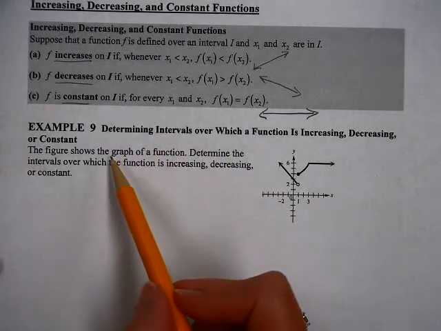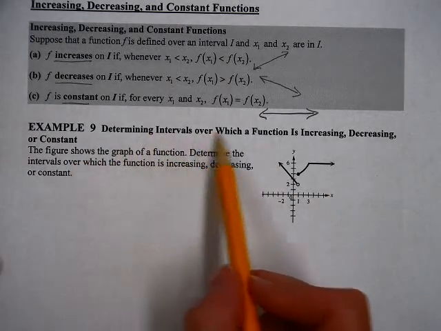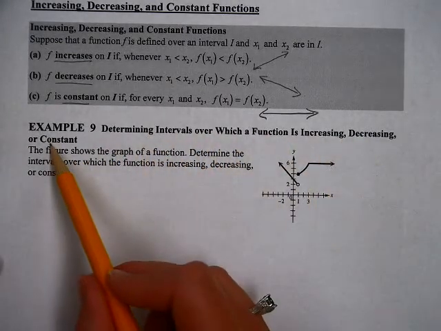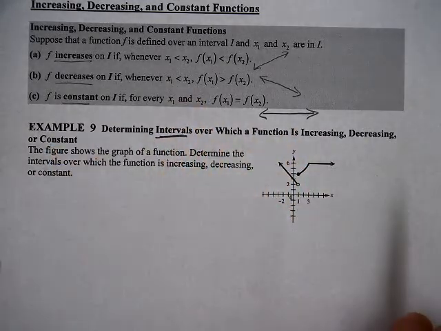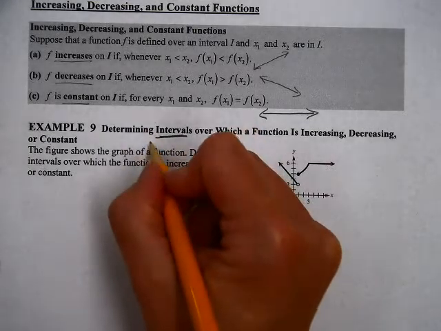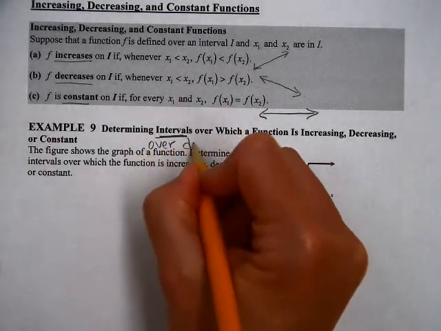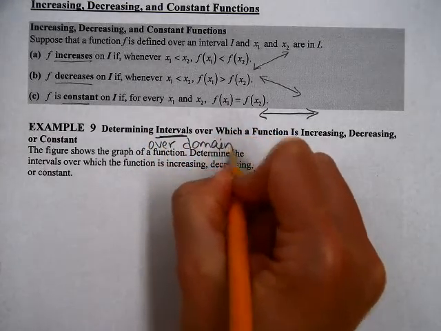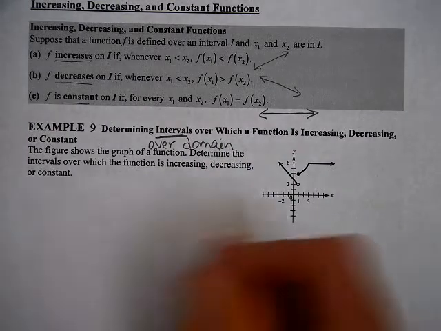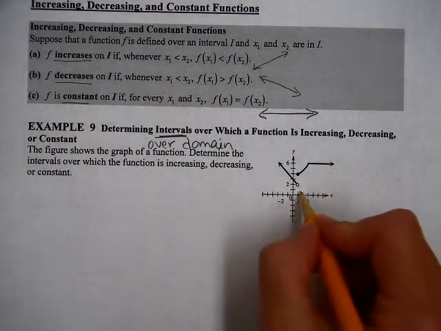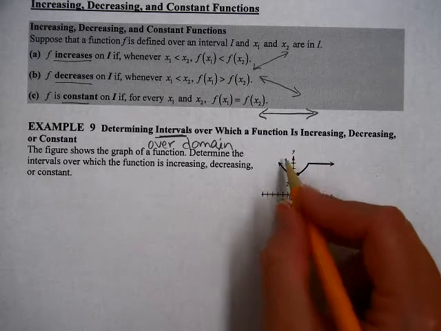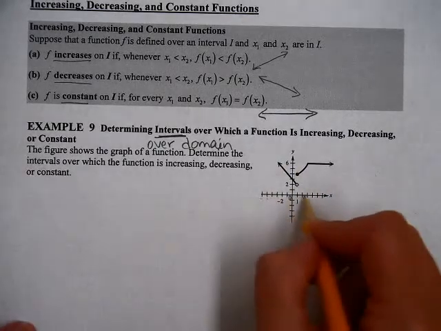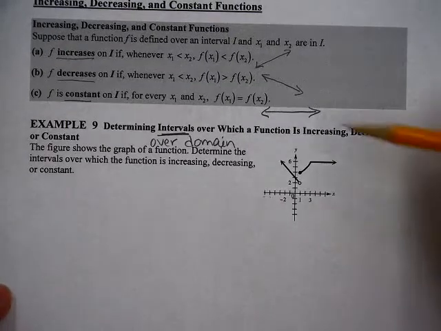They want us to determine intervals over which it is increasing, decreasing, or constant. Now, notice it says intervals. You need to know that it's talking about intervals over the domain. It doesn't say that, but you need to know that we're talking about intervals over the domain. So in other words, we're only looking at the x values. So when I write intervals, I'm talking about the x values.